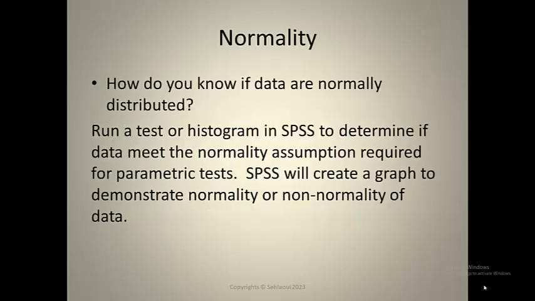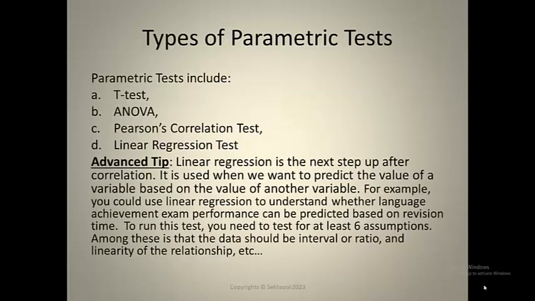Normality. How do you know if the data that you are dealing with are normally distributed? Basically, you will just run a test or histogram in SPSS to determine if data meet the normality assumption required for parametric tests. SPSS will create a graph to demonstrate the normality or non-normality of your data. Types of parametric tests. When we talk about parametric tests, we are talking about tests such as T-test, ANOVA, Pearson's correlation test, and linear regression test.